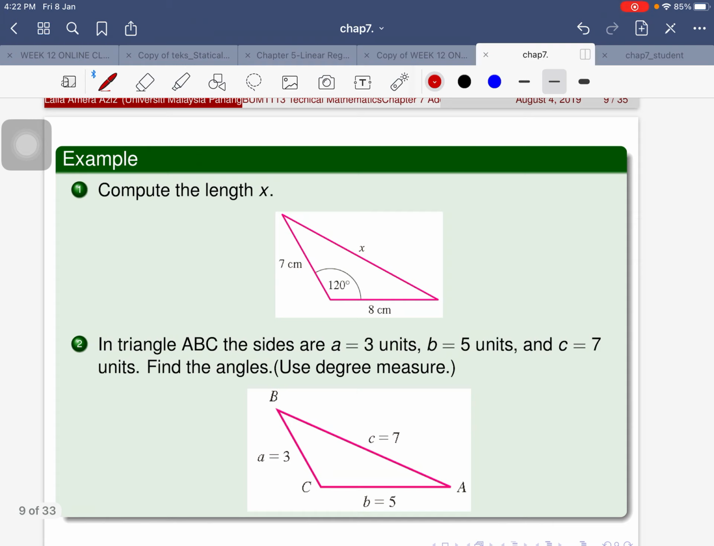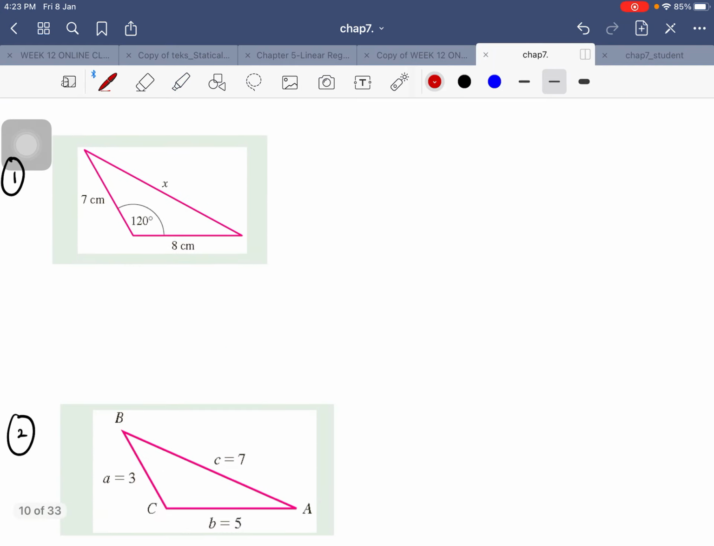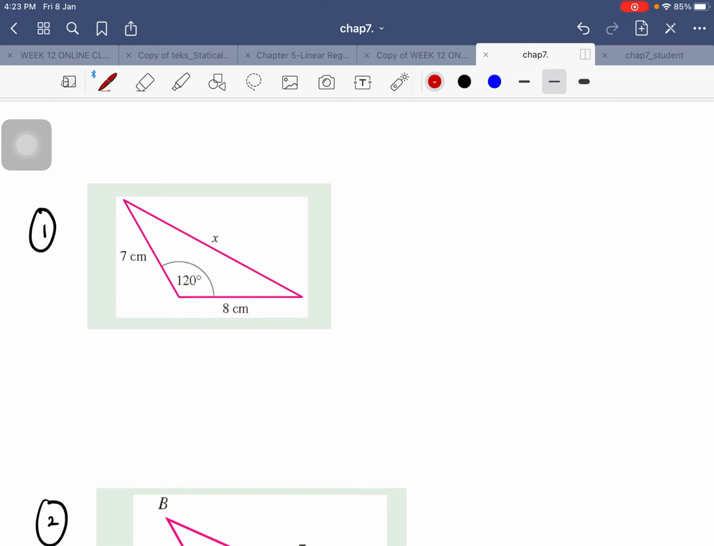Okay, so we have these two examples right here. I'm going to start with the first one, for which we need to find the length x. As I mentioned before, if we want to find one of the lengths, we need the other two, which are given by 7 and 8 in this case. We also need the angle that is opposite to the length, which in this case we already have, so we can easily find the value of x.